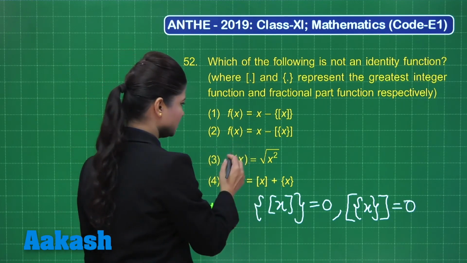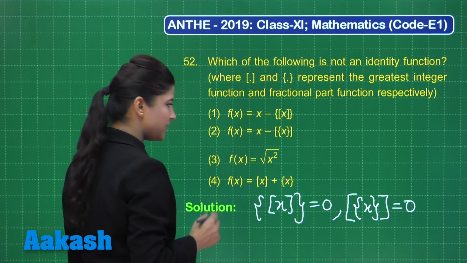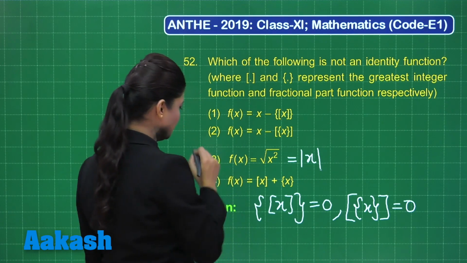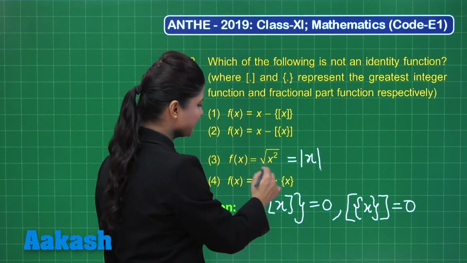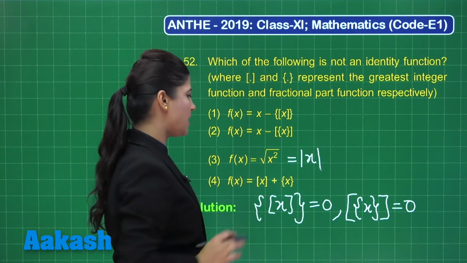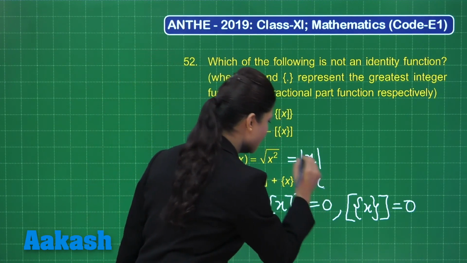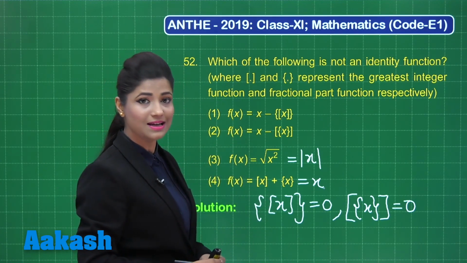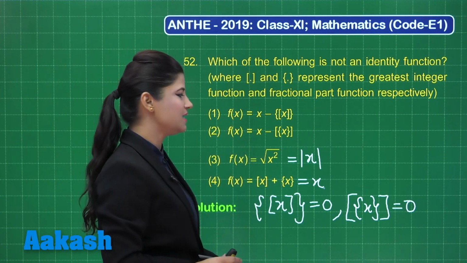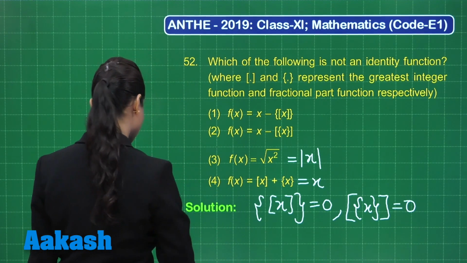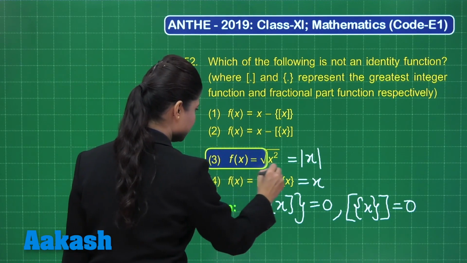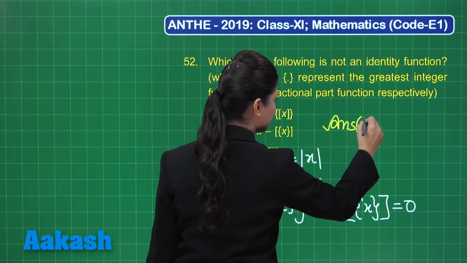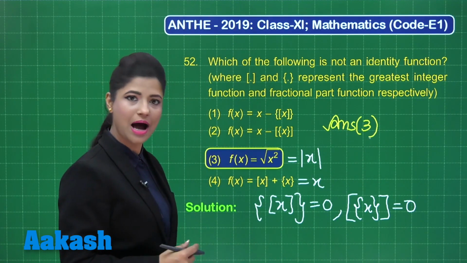When we come to the third option, here f of x is equal to square root of x square. This is equal to mod of x. And coming to the fourth option, here f of x is equal to greatest integer part function plus fractional part function, which is definitely equal to x. So you can clearly see one of the option which is not representing an identity function is option number 3, because here f of x is equal to mod of x. So we get here the correct answer for this question as option number 3. You can definitely mark your answer as option 3. I hope it's clear to you. Now let's take up our next question.